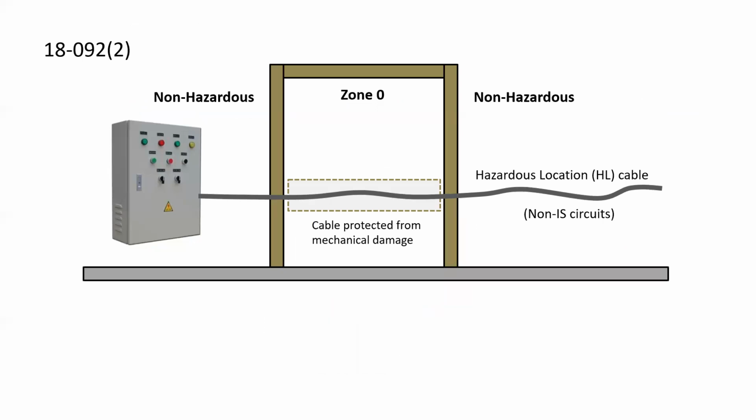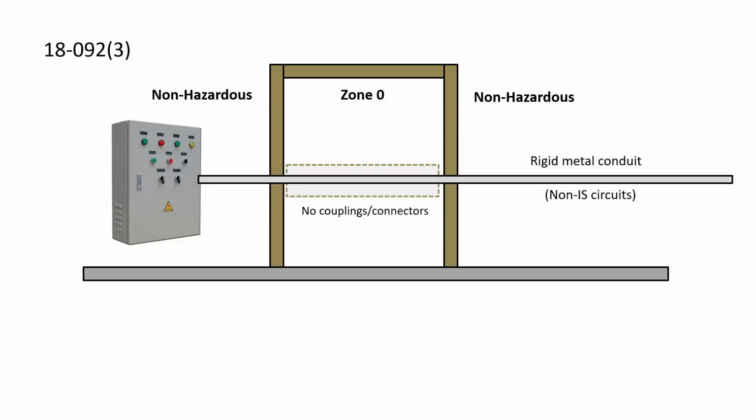18092, Subrule 2, indicates that a cable that's rated for hazardous location with non-intrinsically safe circuits can pass all the way through the zone if there's no terminations inside it. In addition, a conduit of rigid metal conduit with no intrinsically safe circuits could pass all the way through a Zone 0. However, there cannot be any couplings or connectors within this section of conduit.